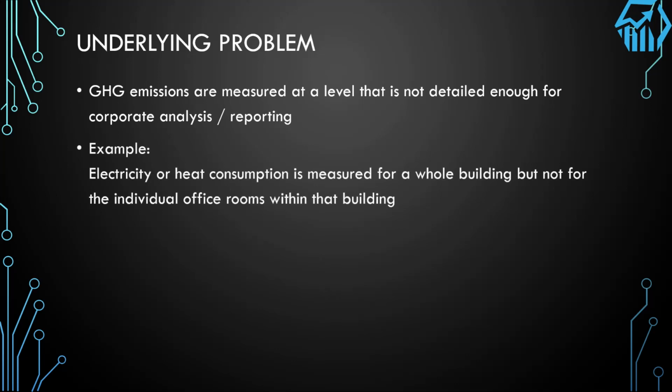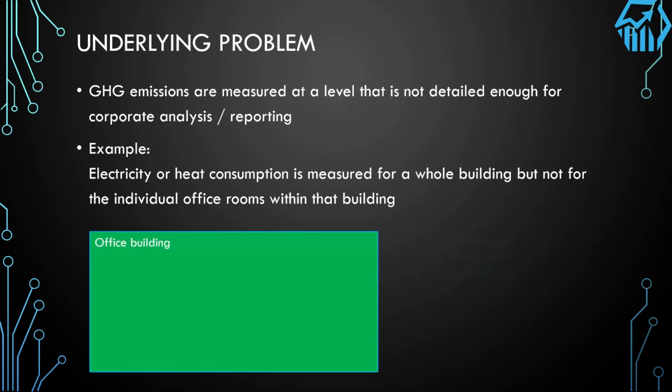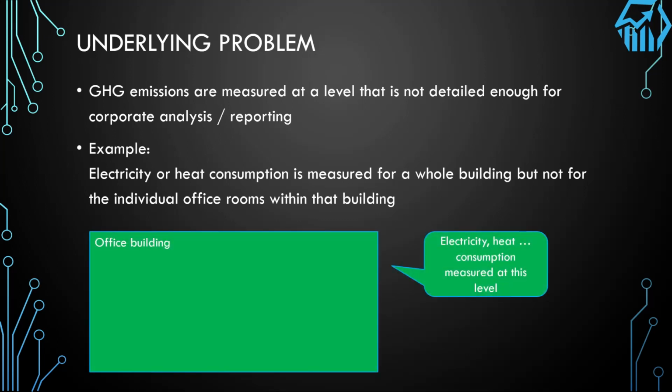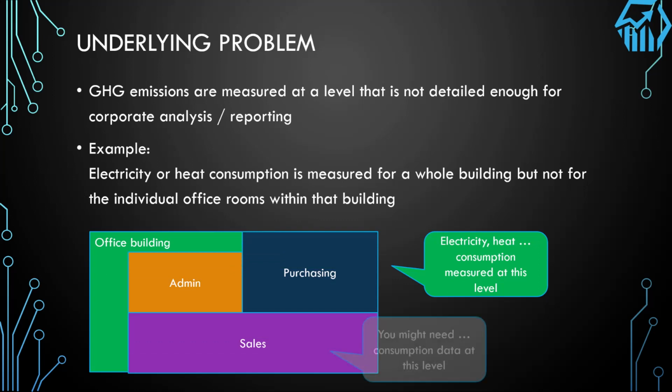So as an example, the electricity or heat or cooling that you consume is measured for a whole building, but you need it for the individual offices or departments within the building. So here's a graphic where you measure electricity, heat and whatever you have through counters or devices. But actually what you want to see is the consumption for the admin department, for sales, for purchasing that are within this building.